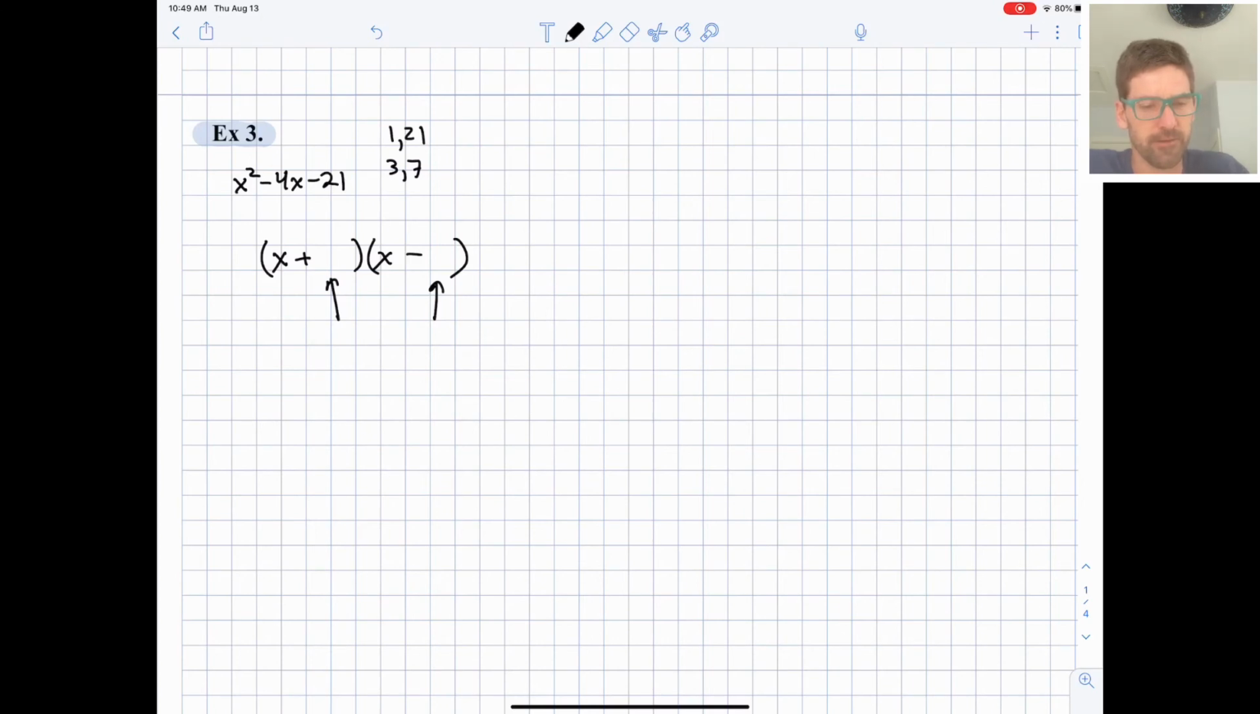But I can see if we put in this as a negative 7 and a positive 3. Looks like it's going to work. So let's FOIL it to check. And I'm just going to do a verbal check here. X times x is x squared. Minus 7x plus 3x gives us the minus 4x. And then 3 times negative 7 is negative 21. So it checks out. Looks like we did it correctly.